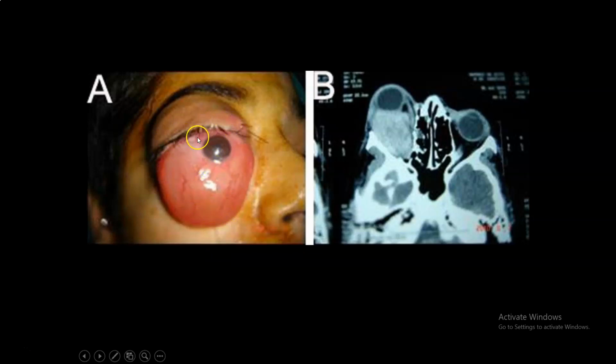See the conjunctiva and the proptosis, you cannot close the eye, exposure keratitis, and you get extensive tumor filling the orbit. Of course, this is not our domain. Refer them to the pediatric oncologist for the treatment of leukemia.